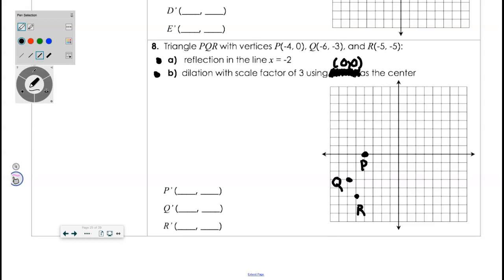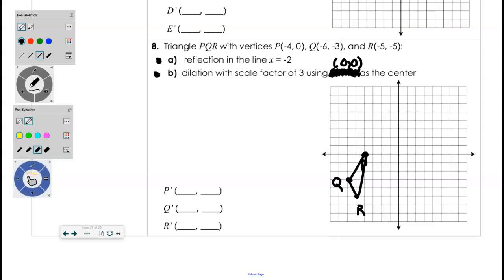Double check mine while I'm... Yeah, it's a skinny little thing down there. That's why I said I'm going to double check mine, because it was very tiny.